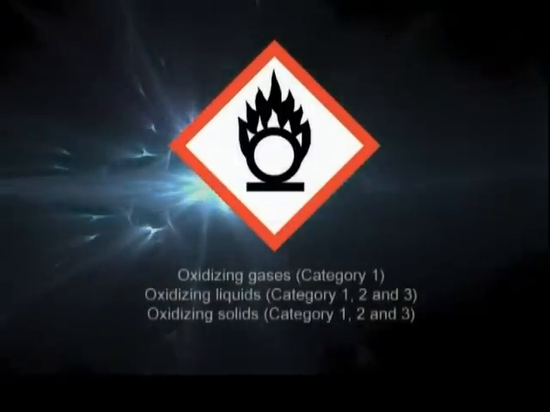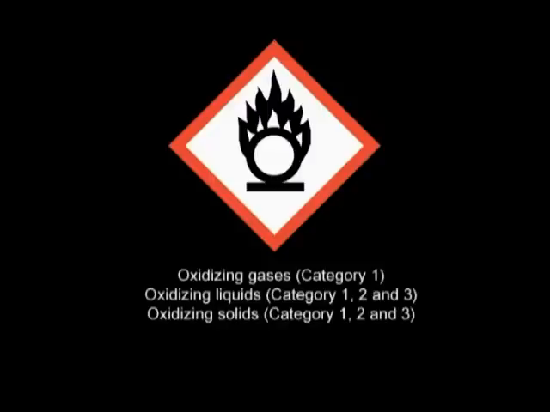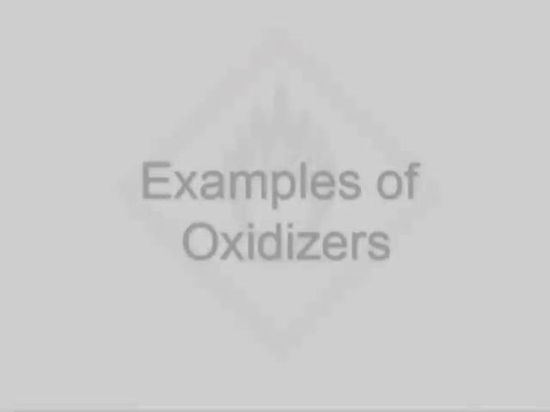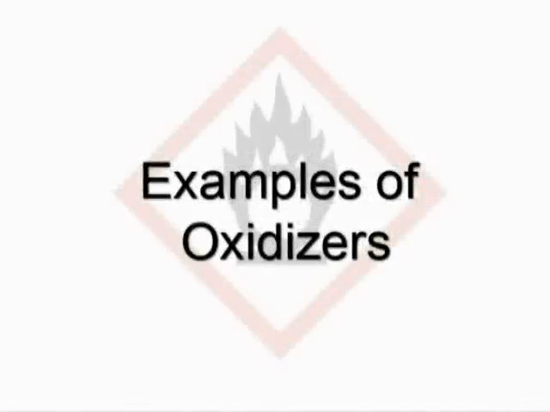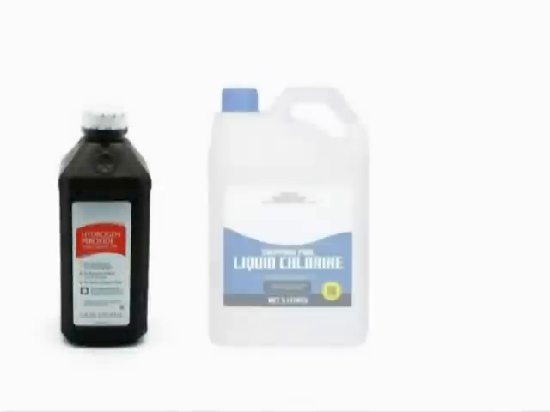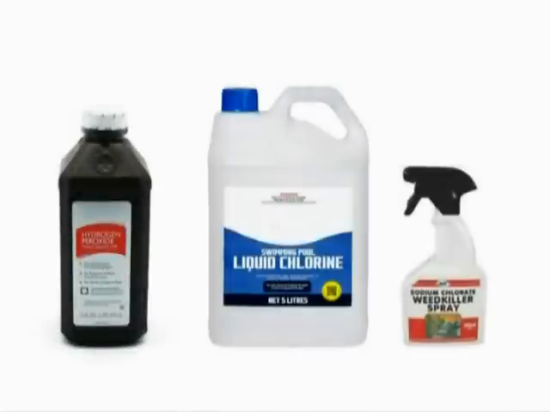The flame over circle pictogram is used to indicate oxidizer classes. Oxidizing gases, Category 1, oxidizing liquids, Category 1, 2, and 3, and oxidizing solids, Category 1, 2, and 3. The three classes cover oxidizers that may cause an explosion or fire or intensify a fire. Examples of oxidizers that may be found at work and home include hydrogen peroxide, chlorine, and sodium chlorate.